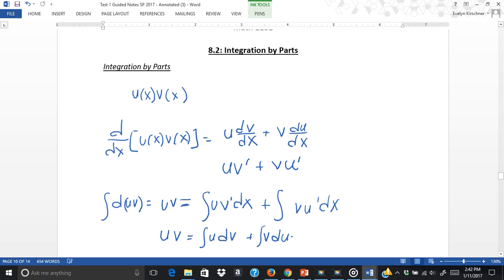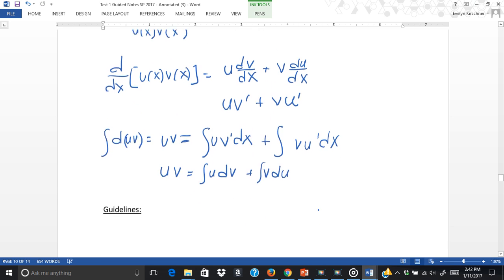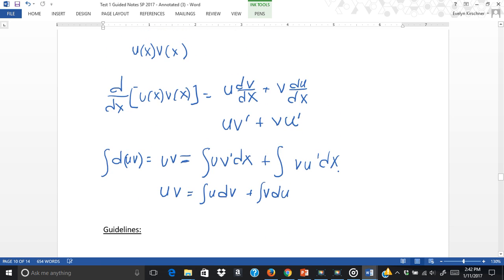So let's say I'm going to rewrite this a little bit, and I'm going to say that what I'm really looking for is the integral of u dv. So let's solve for u dv. So the integral of u dv is uv minus the integral of v du. And that is what integration by parts is.